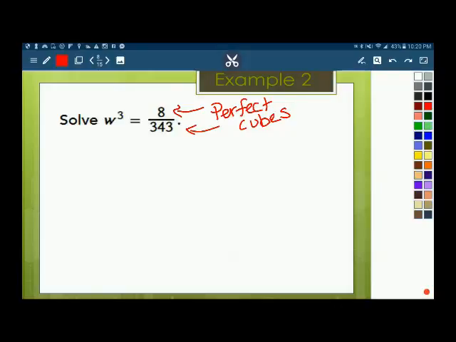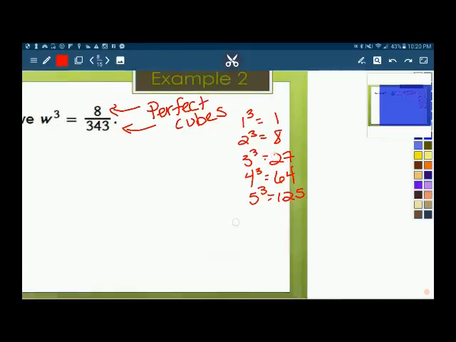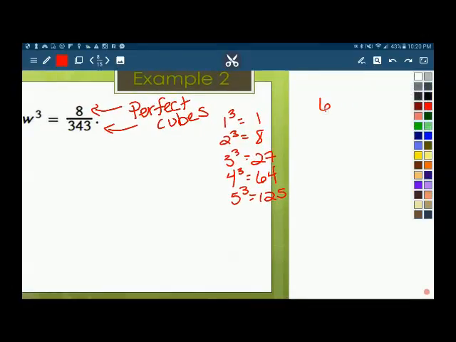And if you're unsure, start generating a list of perfect cubes. Okay, so we had 1 cubed, that was 1, 2 cubed, that was 8, 3 cubed, that was 27, 4 cubed, that was 64, 5 cubed, that was 125. So now start generating some more cubes. 6 times 6 times 6, sorry if that looks bad, 6 times 6 is 36. And 36 times 6, I'm going to do some long multiplication here.